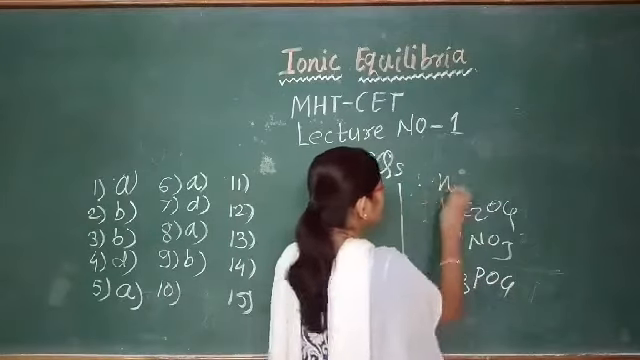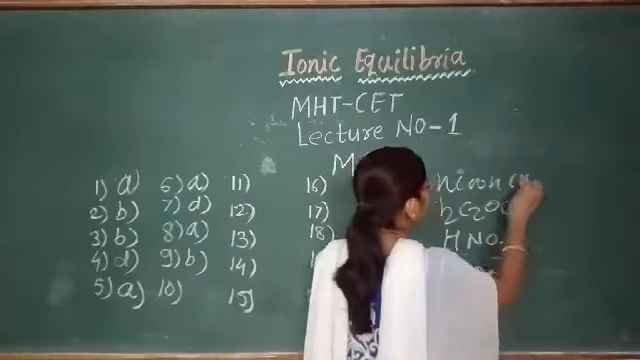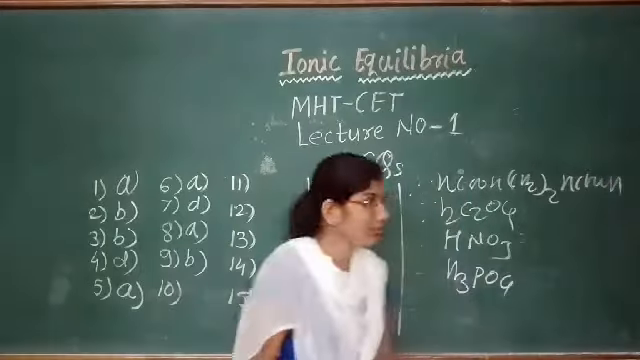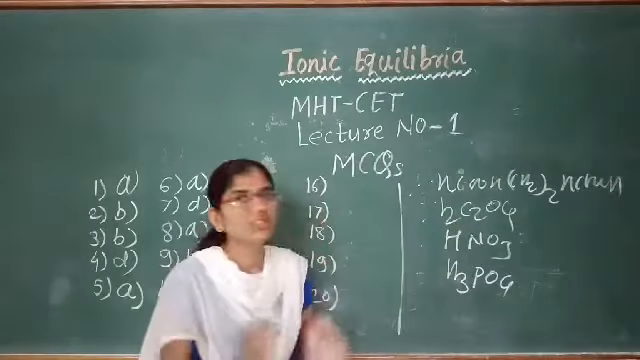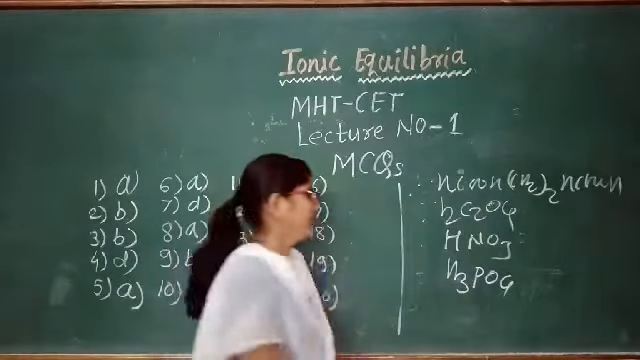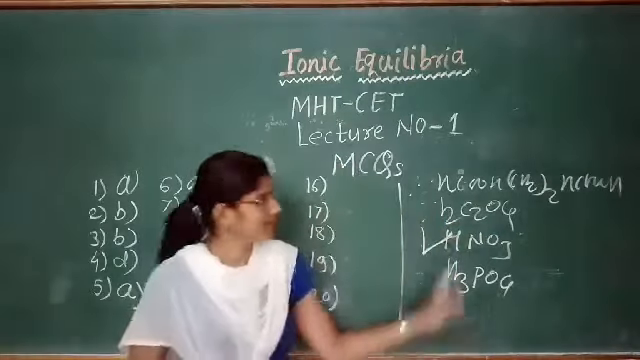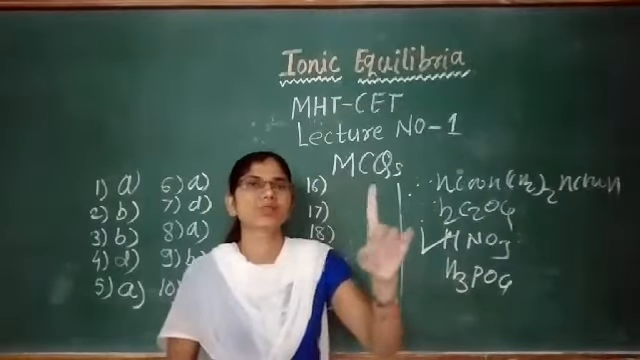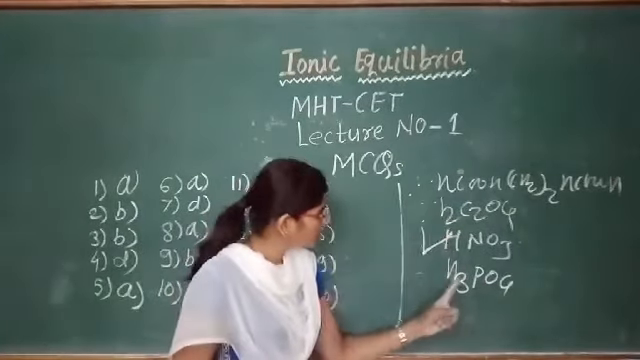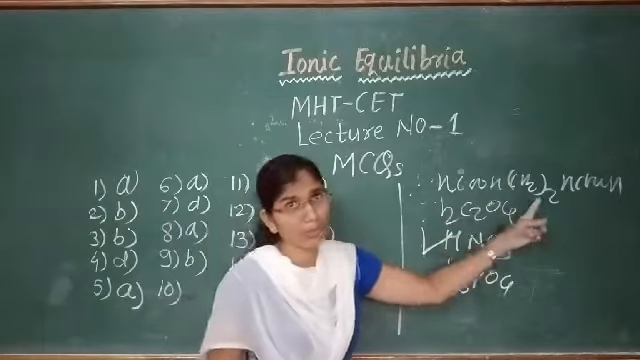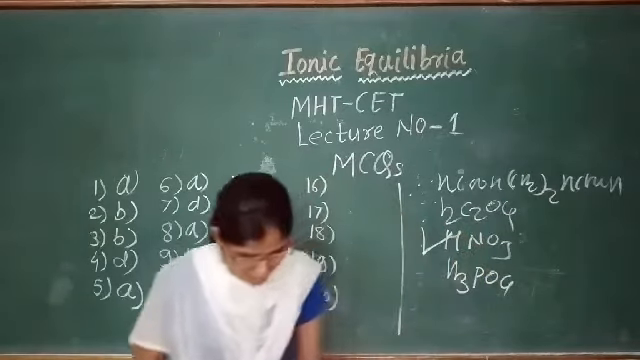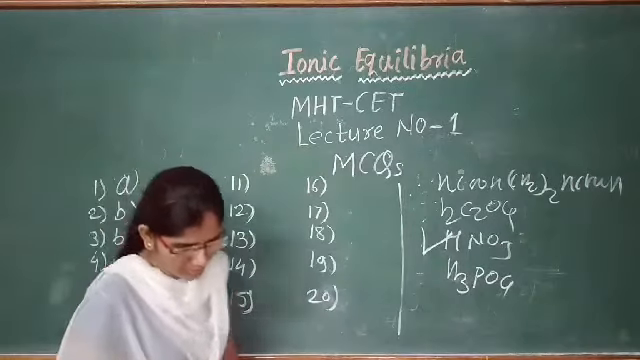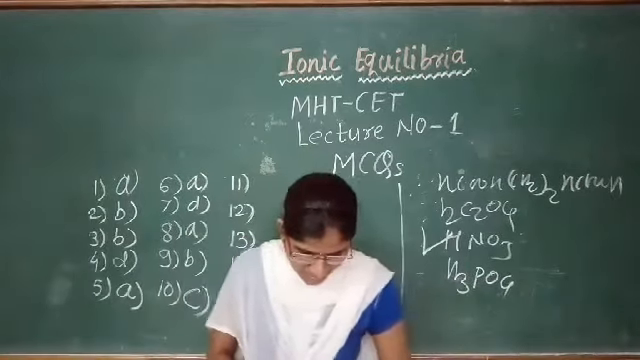Malonic acid is CH2(COOH)2, and therefore out of these, which contains one proton? HNO3. It contains only one proton. When it dissociates, it gives rise to one proton. The others give two protons, three protons, and therefore the correct option is option C.